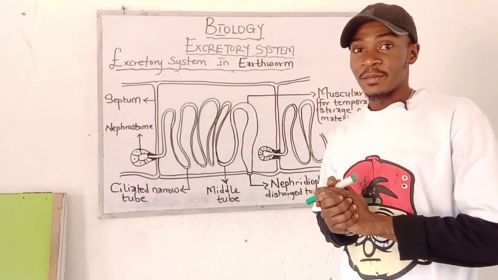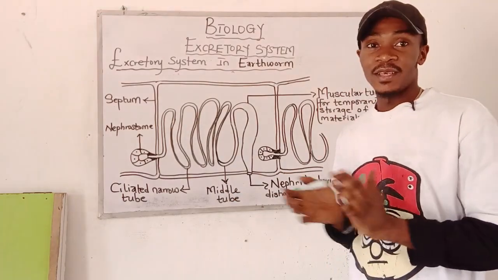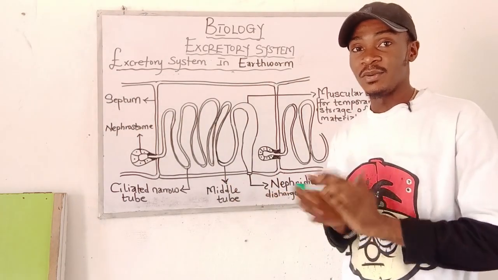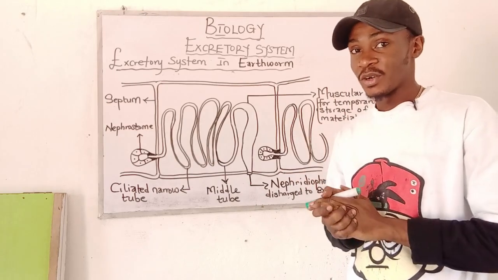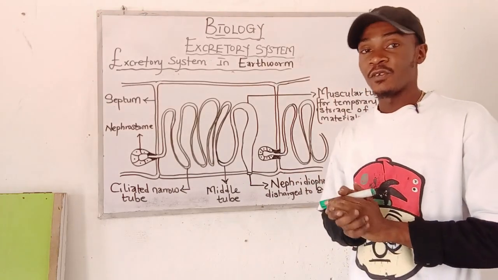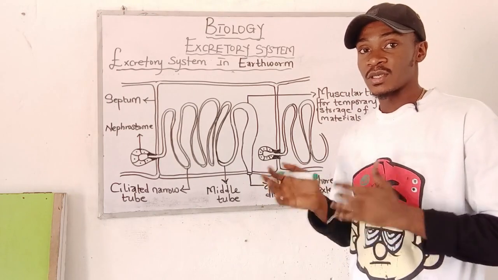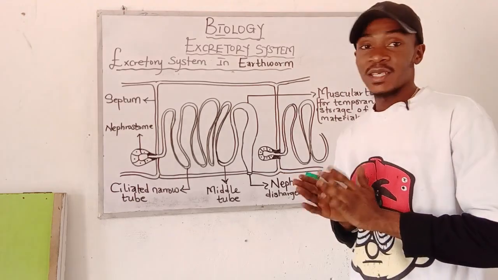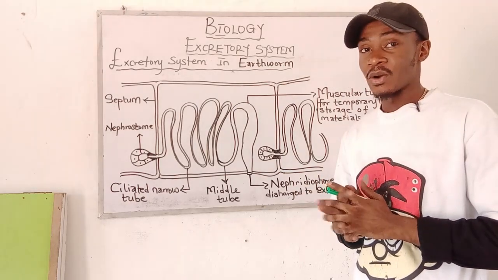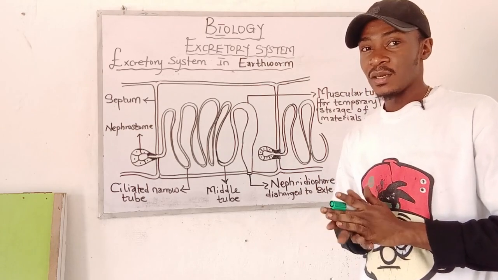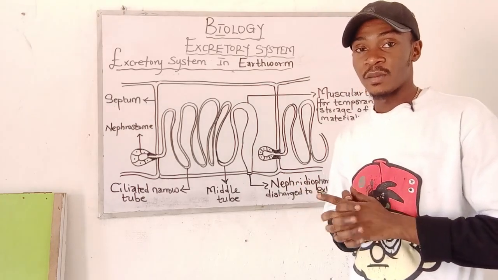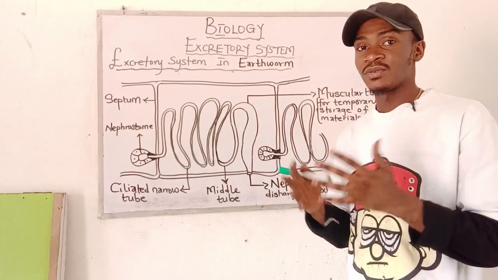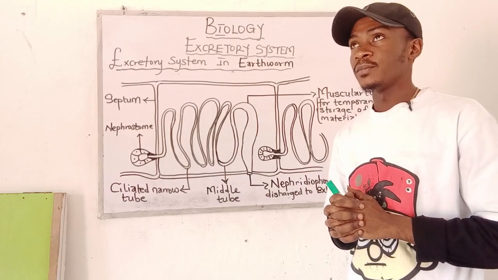All right guys, let's talk about the excretory system in earthworm. Now this is quite interesting, quite fascinating, so listen up, you will really enjoy this one. Let's start with a brief overview of the excretory structure found in an earthworm. The main excretory organ of an earthworm is called the nephridium. All right, the nephridium. Let's talk about the nephridium for a second. The nephridium is the excretory organ of the earthworm.